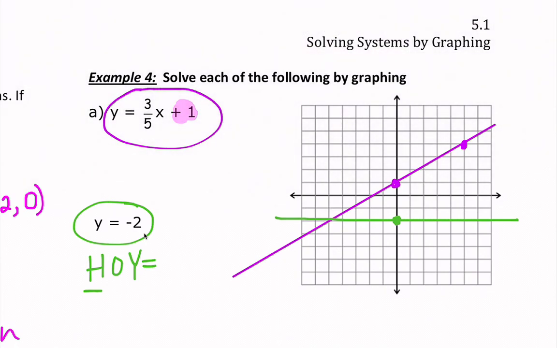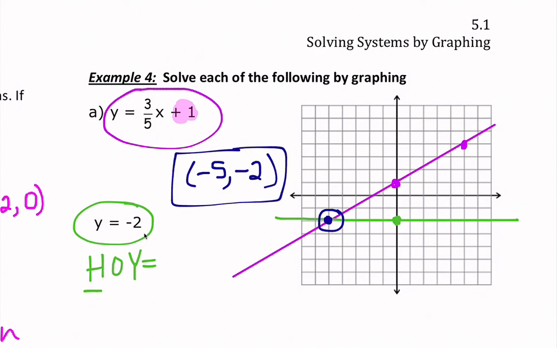So now I'm going to find the solution, the point at which they cross, which is here. So as a coordinate, it's back 5, which is -5, down 2, which is -2. So the solution to those two equations is the point -5, -2.